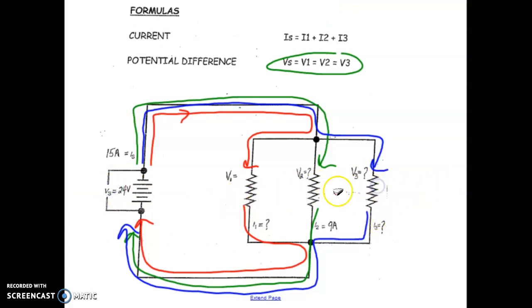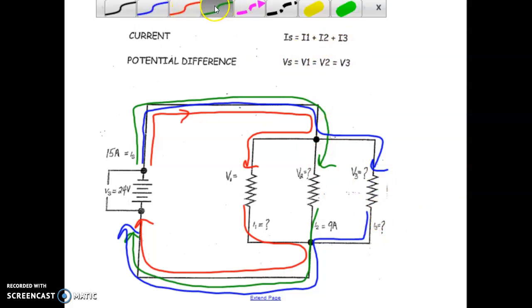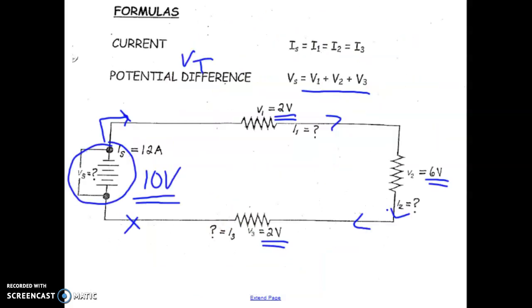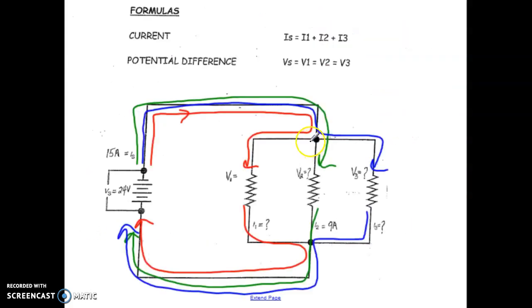But our focus is going to now be on the current. Okay, so if you remember, current is looking at how many electrons are traveling through at a certain point in a certain amount of time. When we were looking at series circuits, the current was always the same, no matter where we went. But now, because there is a fork in the road, you are going to have less electrons on each pathway.